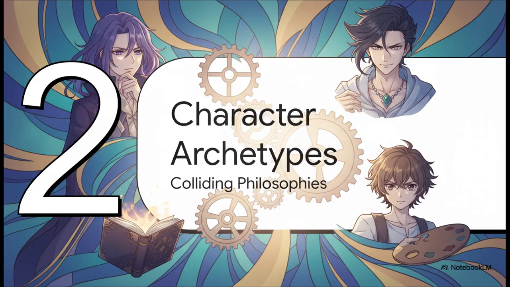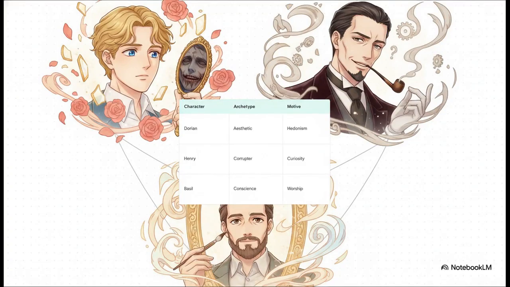Section 2. Character archetypes and motives, colliding philosophies. What's brilliant here is how Wilde uses his characters. They aren't just living people. They act as stand-ins for specific, warring philosophies. This triangle of colliding worldviews is the perfect structure for any character-based exam question you might get. So you have Dorian as the aesthetic ideal, the experiment driven by extreme hedonism and eternal youth. Then you have Lord Henry as the corrupter, or the dandy, acting out of this detached, almost scientific curiosity and manipulation. And finally, you have Basil Hallward as the moral conscience and the creator, who is driven by Platonic worship of beauty and artistic purity.